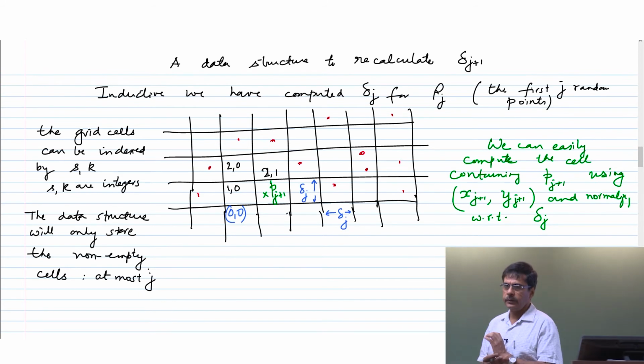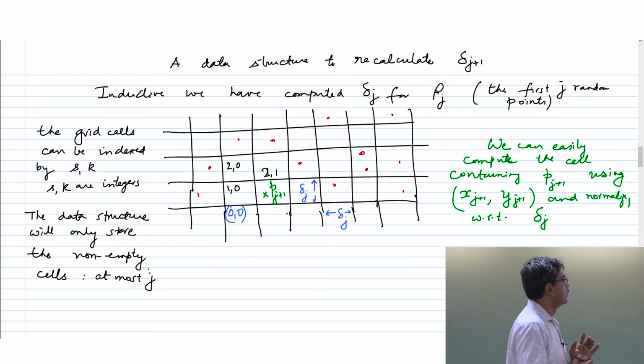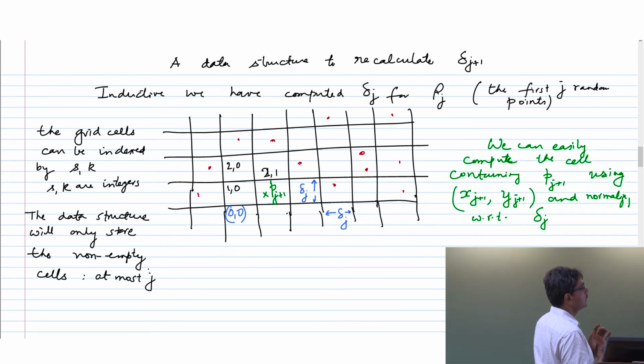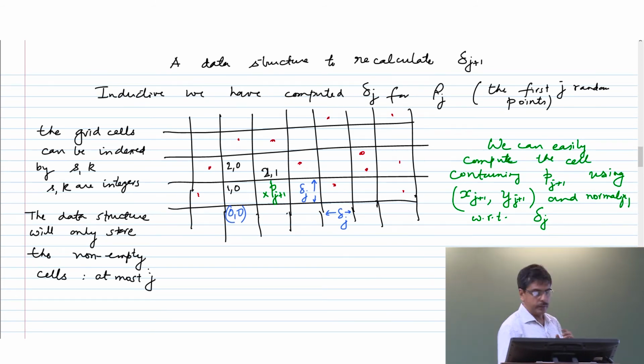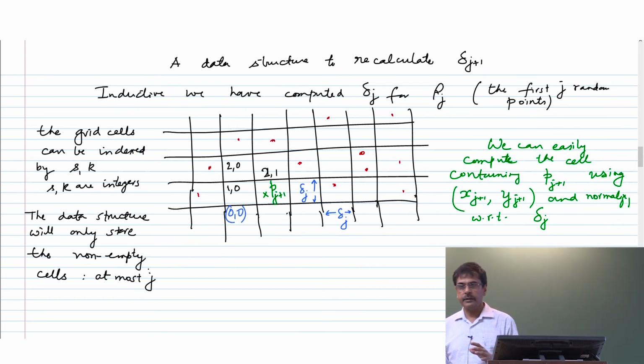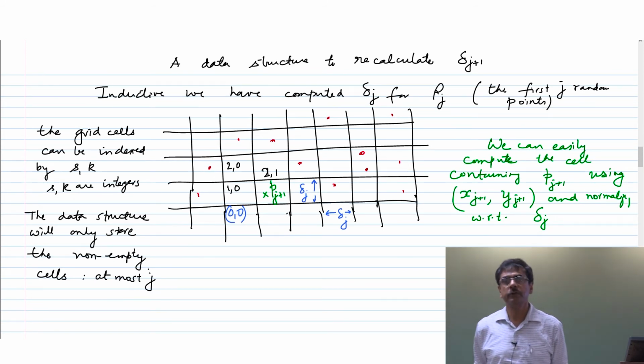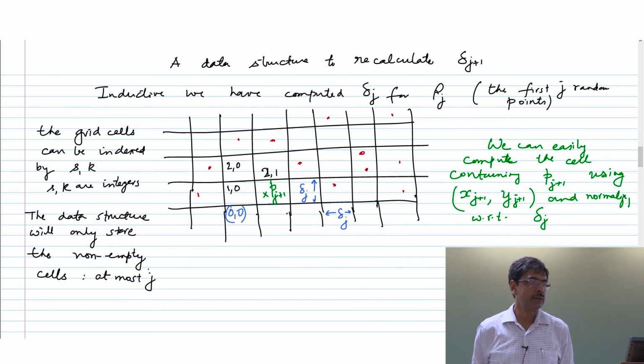So everything is finite. We are not dealing with the infinite thing. It's just a hypothetical grid that we have placed. So now this point comes in and it falls into some cell. Now from the information about the remaining cells and also about this cell, can we quickly determine whether or not this point can change the closest pair?